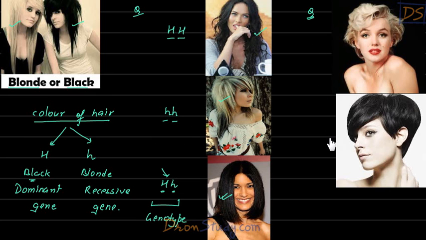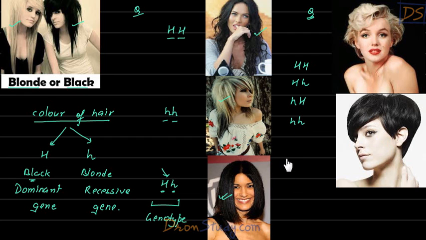We can do one more question here, students. Look at this lady. She has blonde hairs, and look at this lady. She has black hairs. So we have to tell the genotype in this lady and the genotype in this lady, the type of genes in each. Can you do that, students? It's very simple. There are only four possibilities: capital H capital H, capital H small h, small h capital H, and small h small h.